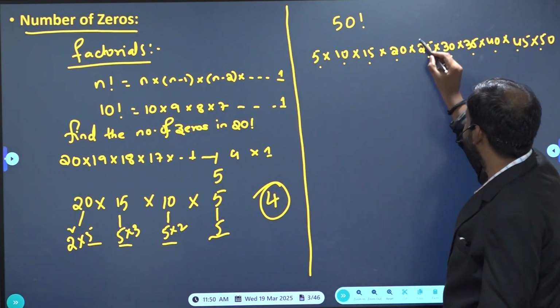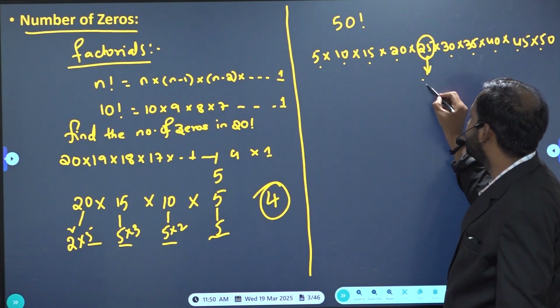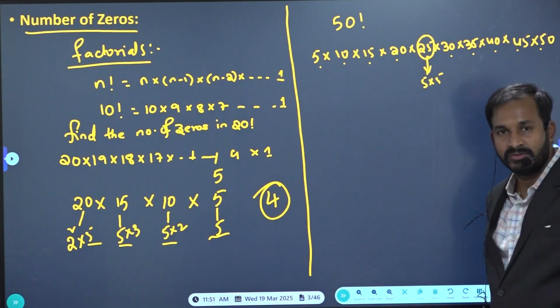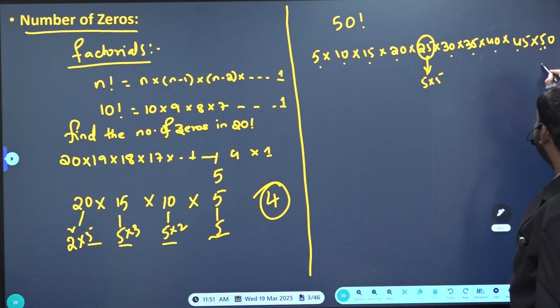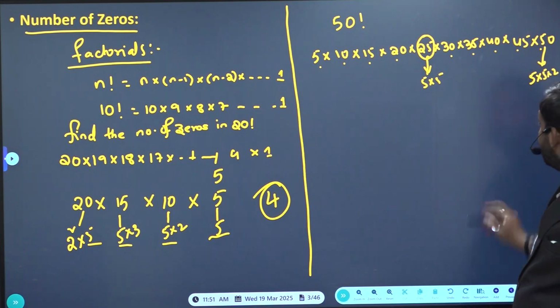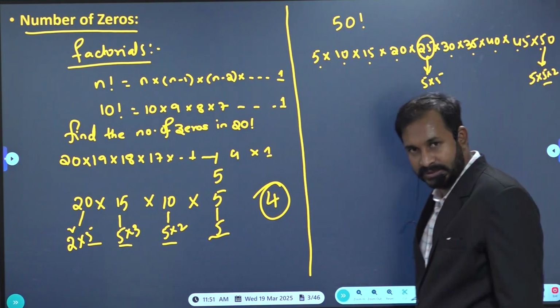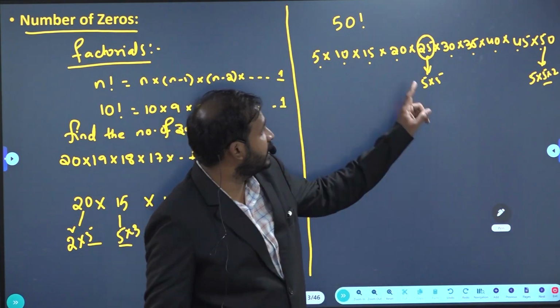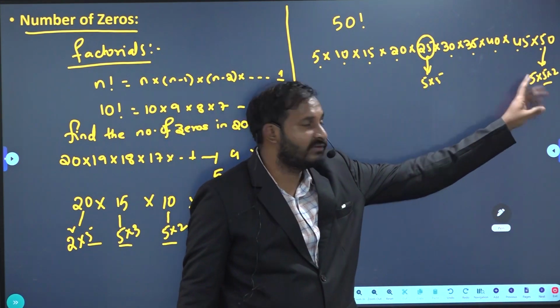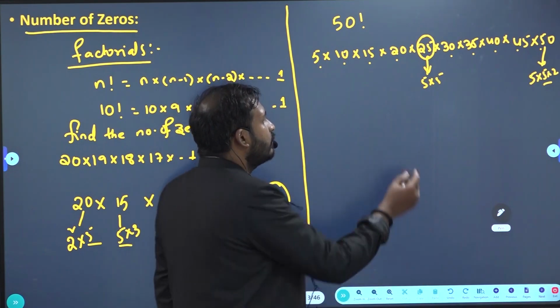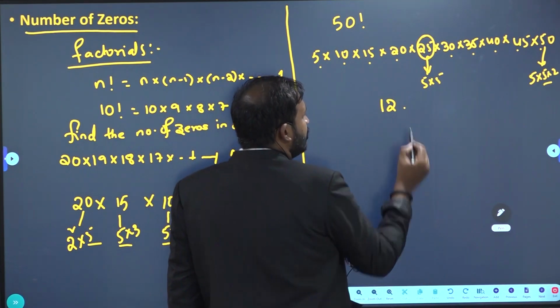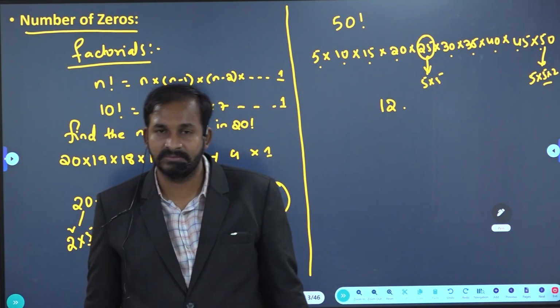We have some other 5s. Please observe here 25. I can write this as 5 into 5. So I have 1 in excess here. Next 50 I can write as 5 into 5 into 2, sir. So I have one 5 in excess here. So overall how many 5s will I have? 10 multiples of 5. Okay, good. One is excess at 25 and the other one is excess at 50. So overall how many 5s will I have? 12. So the number of zeros here becomes 12.